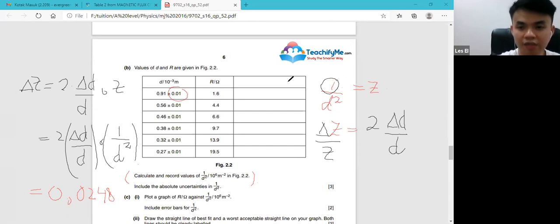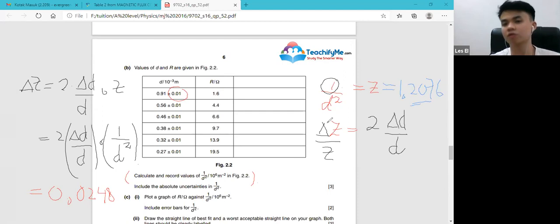The z is 1 over d square. So please count 1 over 0.91 square. The answer for the first one is 1.2076. So, have you tried to count? Any questions for the first one? Until here, any question?